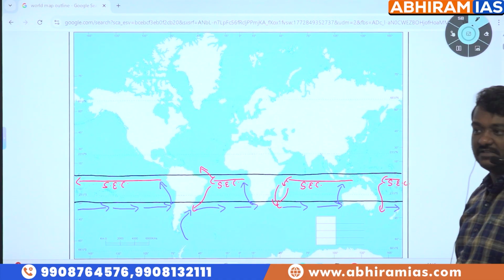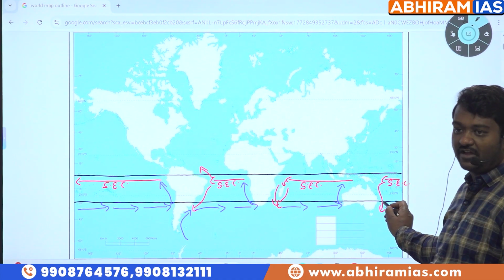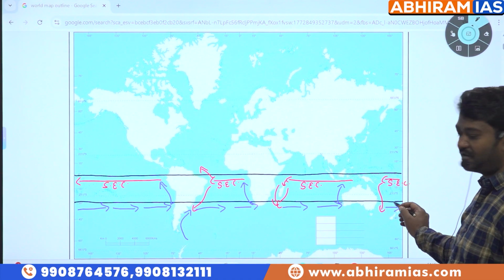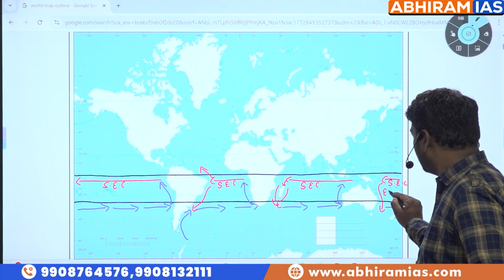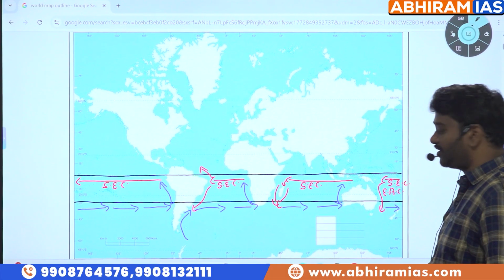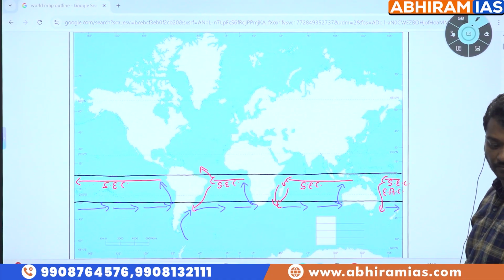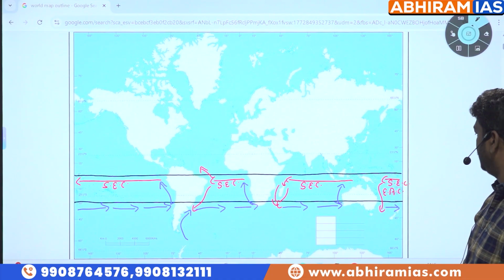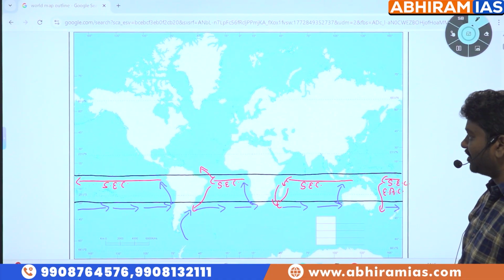Can you name this, guys? Is it the eastern side of Australia or the western side of Australia? Eastern side. What do you call it? East Australian Current.